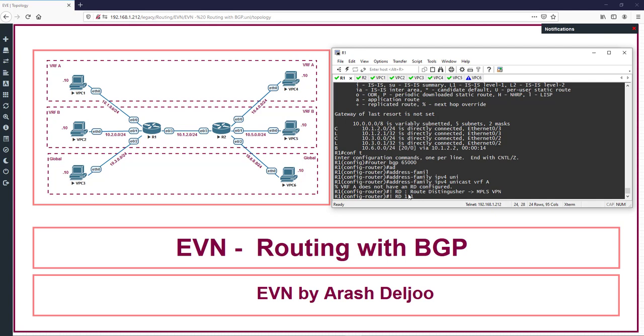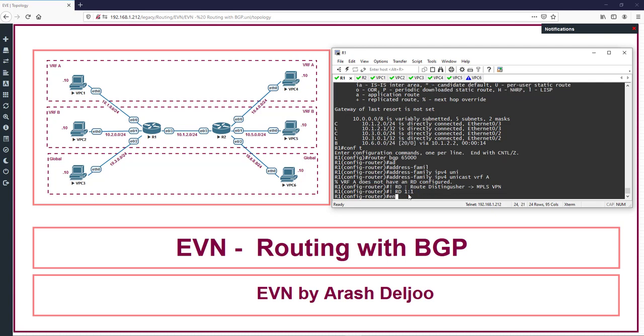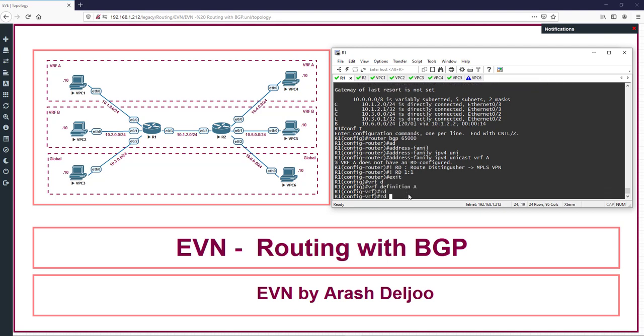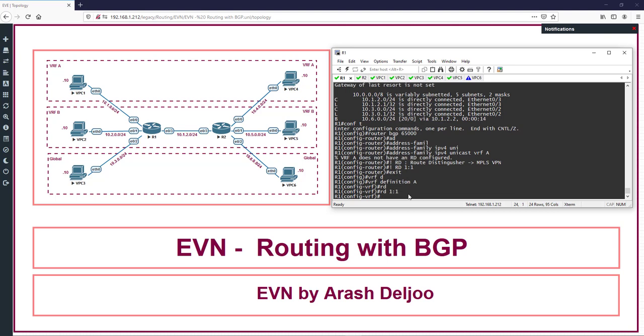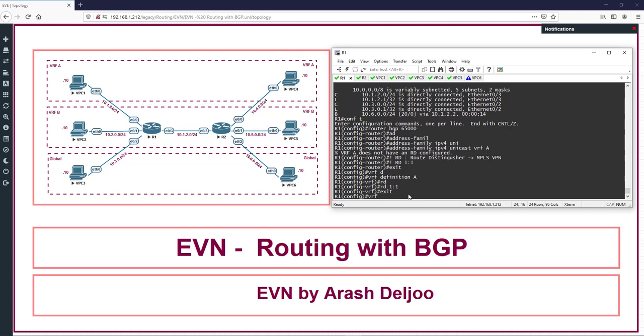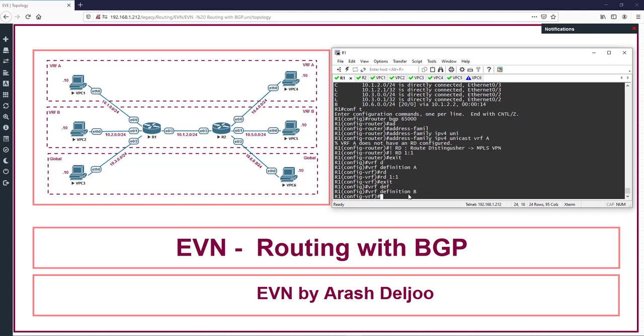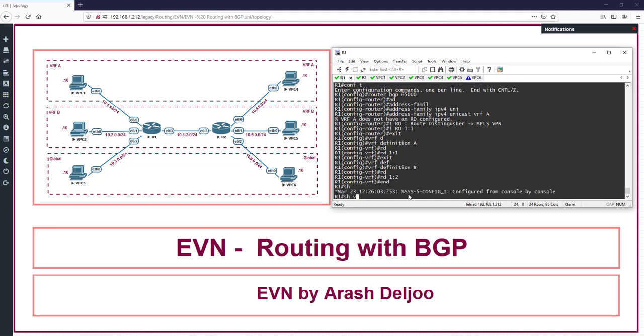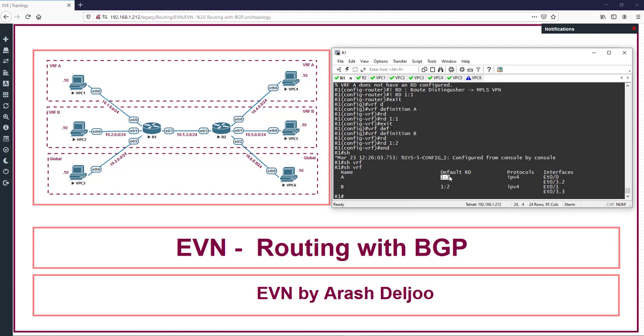Not for EVN. Totally, BGP needs the RD configured for advertising VRF routes. Don't think about the RD in this course because the concept of the RD is beyond the scope of this course, but you should configure it. Look here, VRF definition A, I should configure, for example, RD 1:1, and for VRF definition B, RD, for example, 1:2. You should configure unique values. Show VRF, look here, I configured RD 1:1 and 1:2.